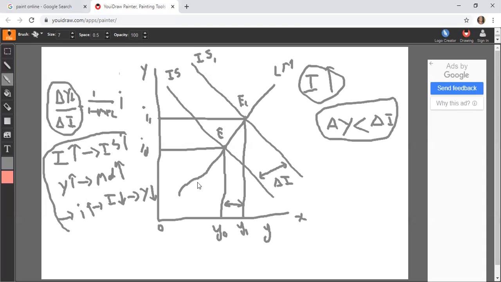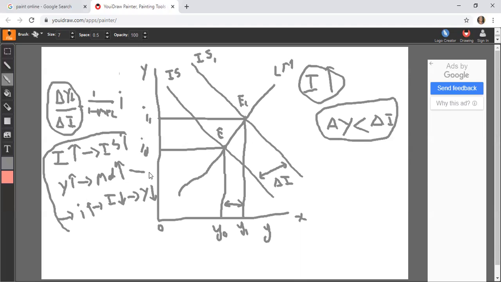Keeping the LM curve constant, that's very important. Here we keep the LM curve constant. If the LM curve had been changed, then the result would have been different. That's a different matter. But keeping the LM curve constant at this position, when the IS curve is shifted in the upward direction, the consequent result in income, that is delta Y, will be much less than the increase in investment. So the multiplier becomes less and less here.